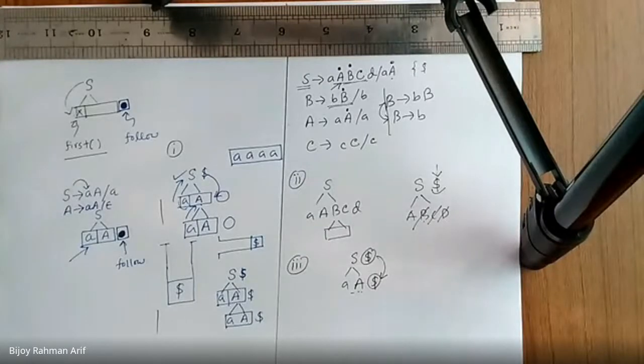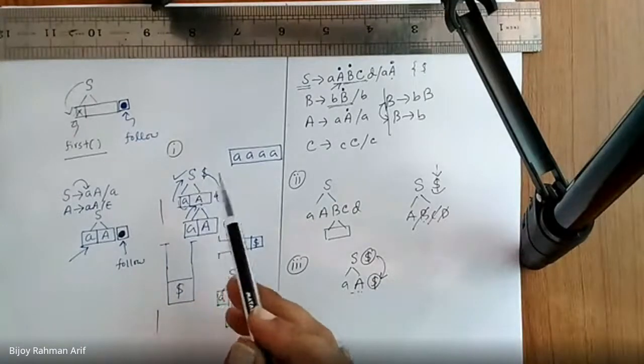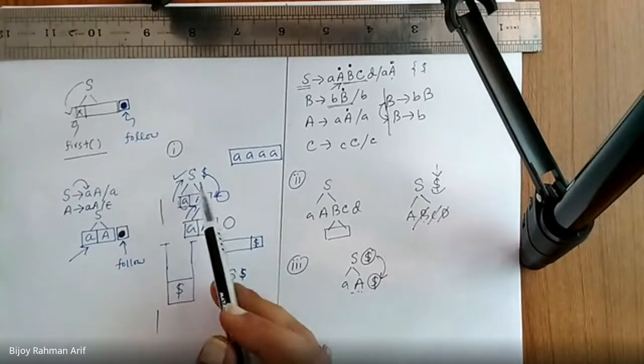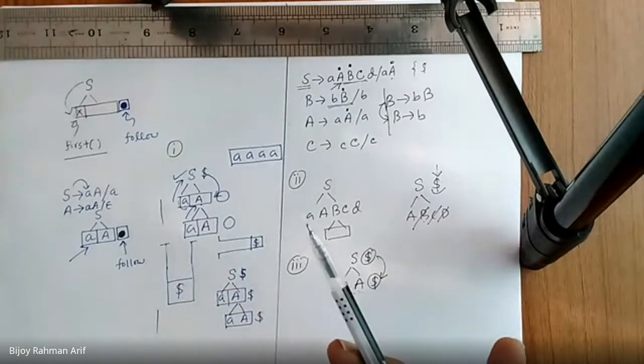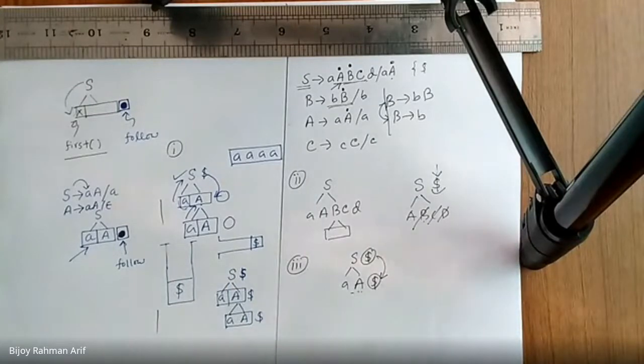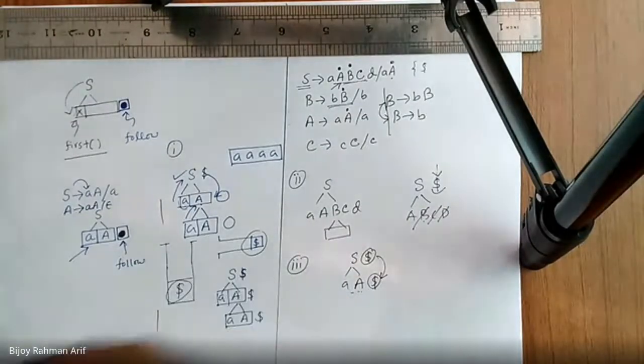Yes, sir. These three are the rules. Let's summarize one by one. Start symbol definitely has a follow, and that is a special symbol. We denote it by dollar, and that is nothing but the end of the string. Because at the end of the stack and at the top of the input buffer, there is a dollar. So definitely after the start symbol, there would be a dollar. This is rule number 1.